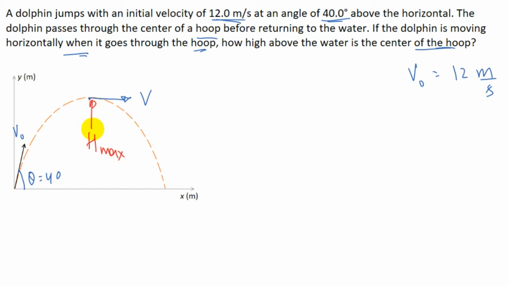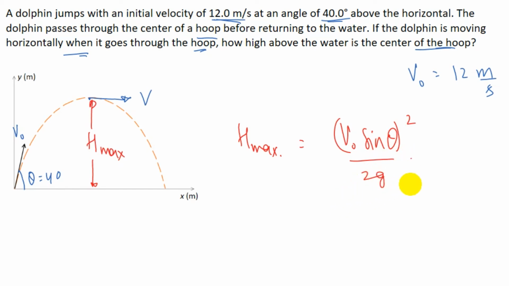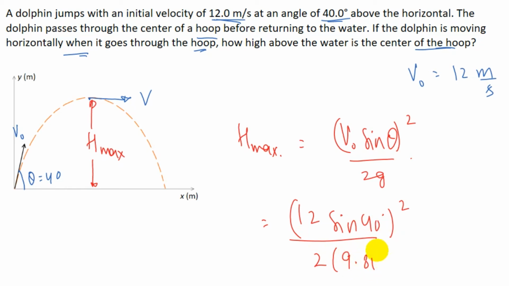Either you can use the direct formula or you can start from the basic equations. This time I'm using the direct formula. Maximum height is given by v0 sine theta whole square over 2g, and this formula is valid only when the initial and final elevation are the same. So v0 is 12, sine of 40 degrees, whole square, divided by 2 times 9.81. Solving for h max, it comes out to be 3.03 meters.